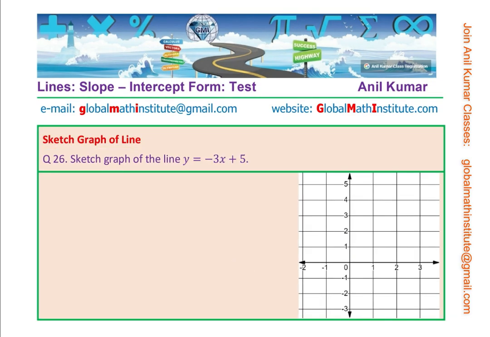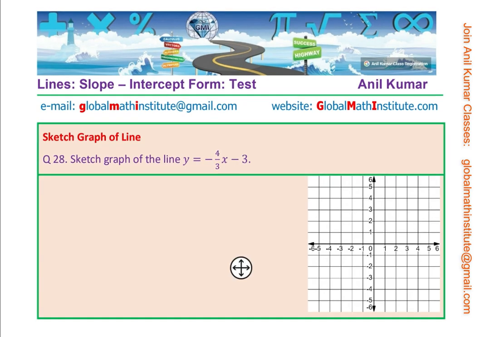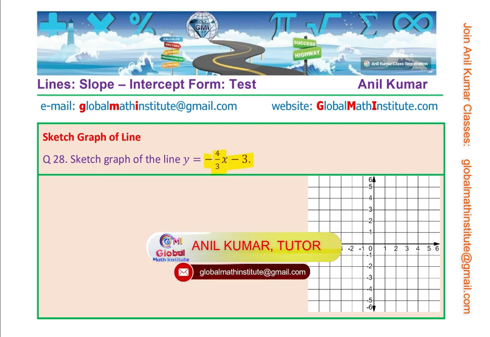You can always pause the video and sketch these lines one by one. The graph paper is shown to you, correct? Y equals minus 3x plus 5. Question number 27. Y equals minus 5 by 2. So we have fraction, a rational number. So I need you to sketch this line, y-intercept being 4, correct? Question number 28. This time, negative 4 over 3x minus 3 is the equation of the line. I'd like you to sketch this line.